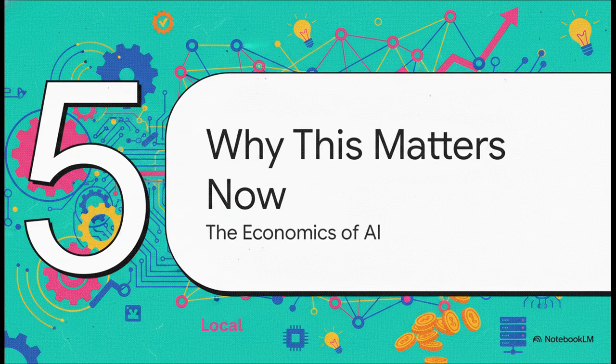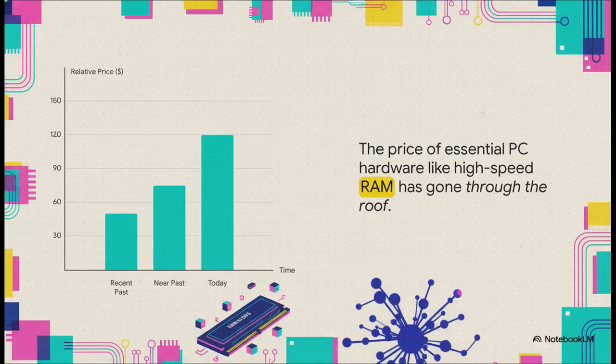And it really all comes down to the economics of AI. If you've even thought about upgrading your PC recently, you know this story all too well. The price of essential parts, especially the fast RAM you need for this stuff, has just skyrocketed. It makes getting powerful new hardware more and more expensive, and honestly, out of reach for a lot of people.